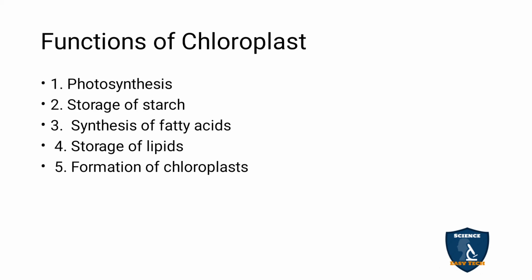And next we move on to the functions of chloroplast. So first function: chlorophyll pigments are present, so the first function is photosynthesis. Photo means light, synthesis of food. In the presence of light, food is synthesized. And second, the synthesized food is stored as starch. And next, synthesis of fatty acid also takes place. That means storage of lipids.